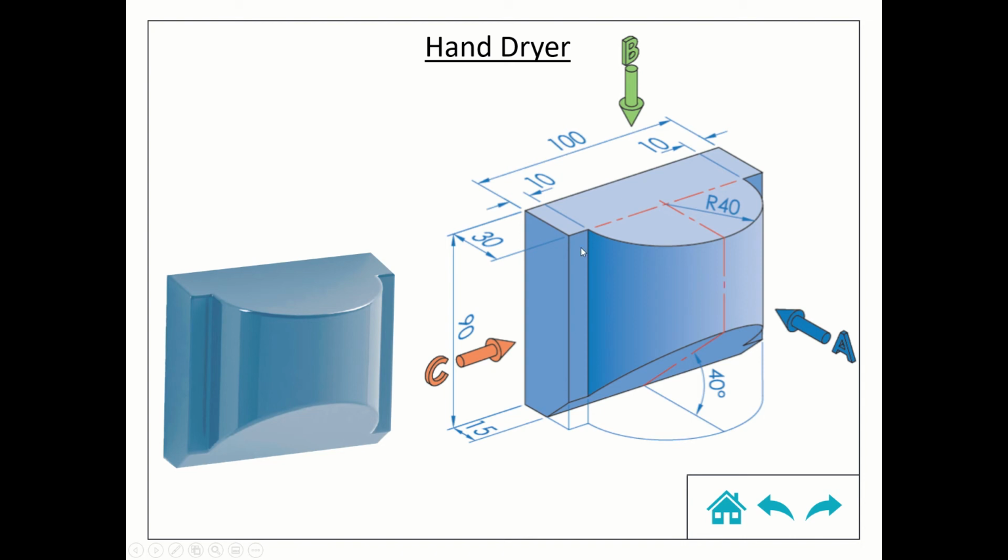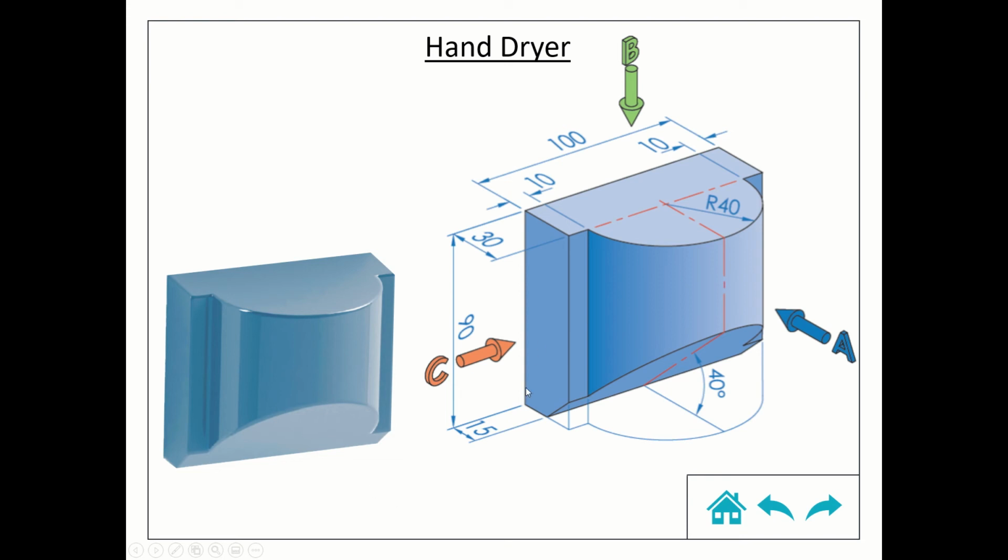In this example we're looking at a design for a hand dryer. You can see the shape we have here is a half, or semi, cylinder being added to this block shape, and we're getting this sliced cut taken out to give us the front shape of our hand dryer, like so.